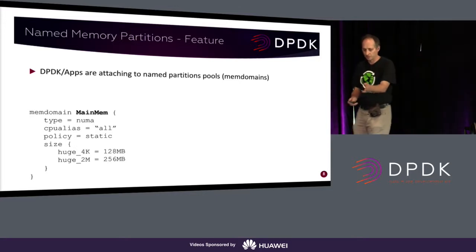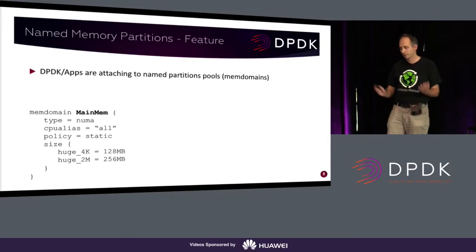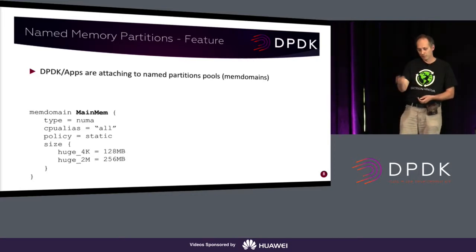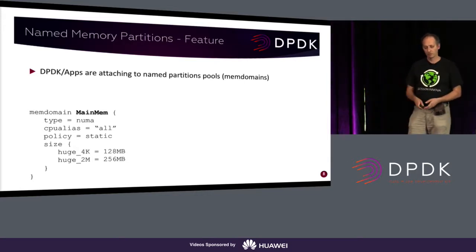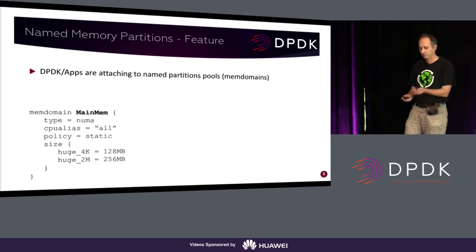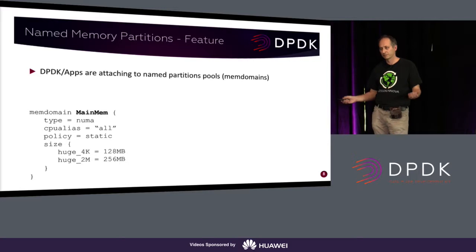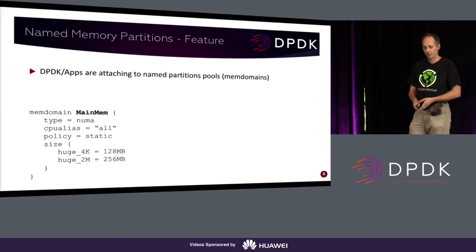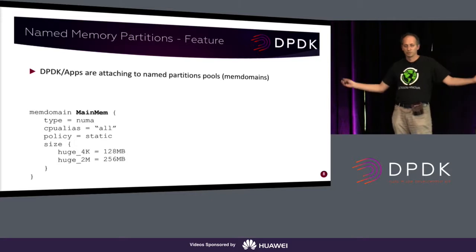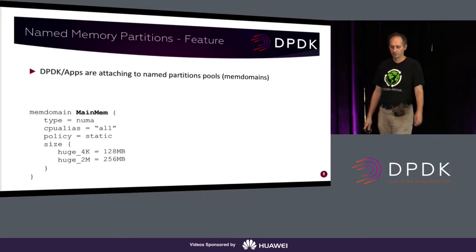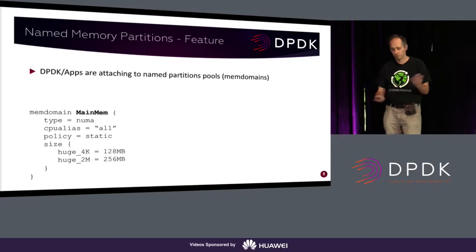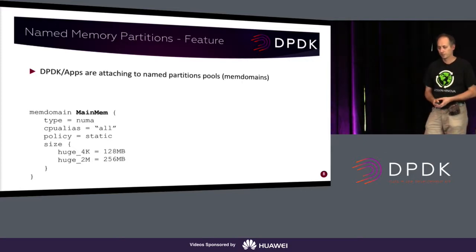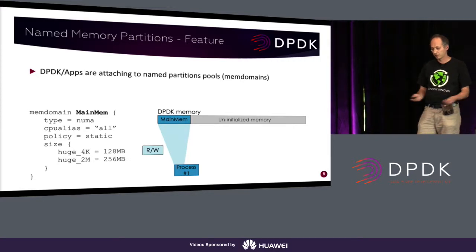So basically, this is how we do this in terms of the concept of memory. We just describe your memory partition. You give an arbitrary name, main memory, and then you describe different types. It's just an example: you have a NUMA type, which is what DPDK is using. It's allocating NUMA-aware memory. And then policy static means that you will allocate when you initialize the memory. And then you just describe how many 4K huge pages or 2 meg huge pages you want, or 1G, or whichever way you describe.